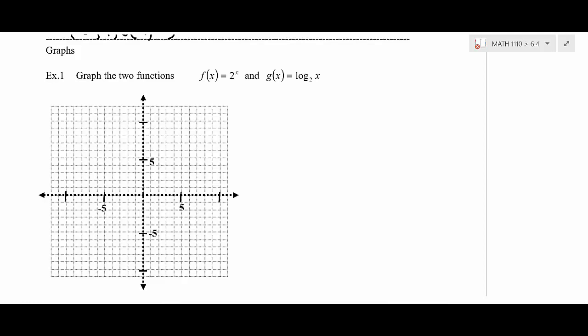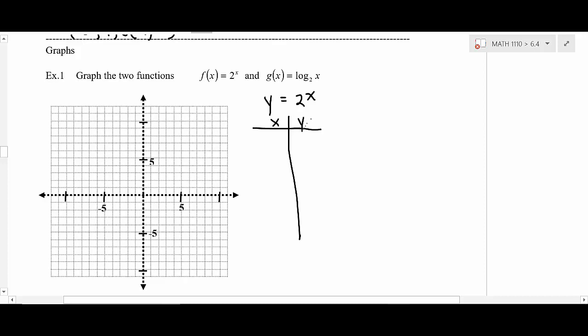So what we're going to do is graph these two functions. To start off with, we're going to start by graphing y equals 2 to the x. We've already done this. We did this in, I think 6.3 is where you start learning about exponential functions.